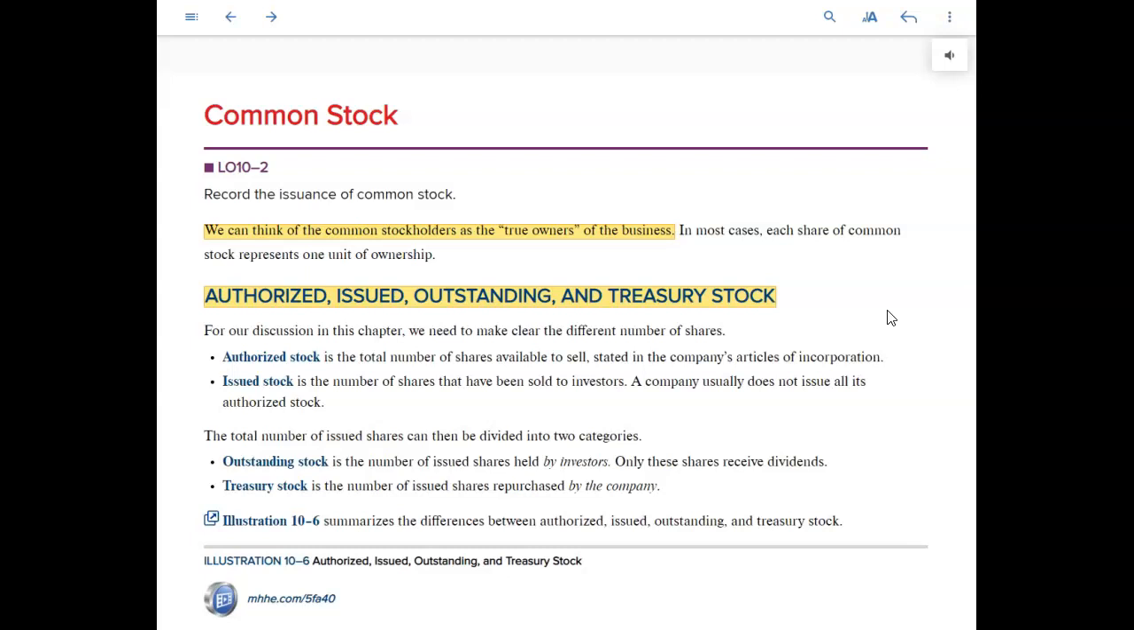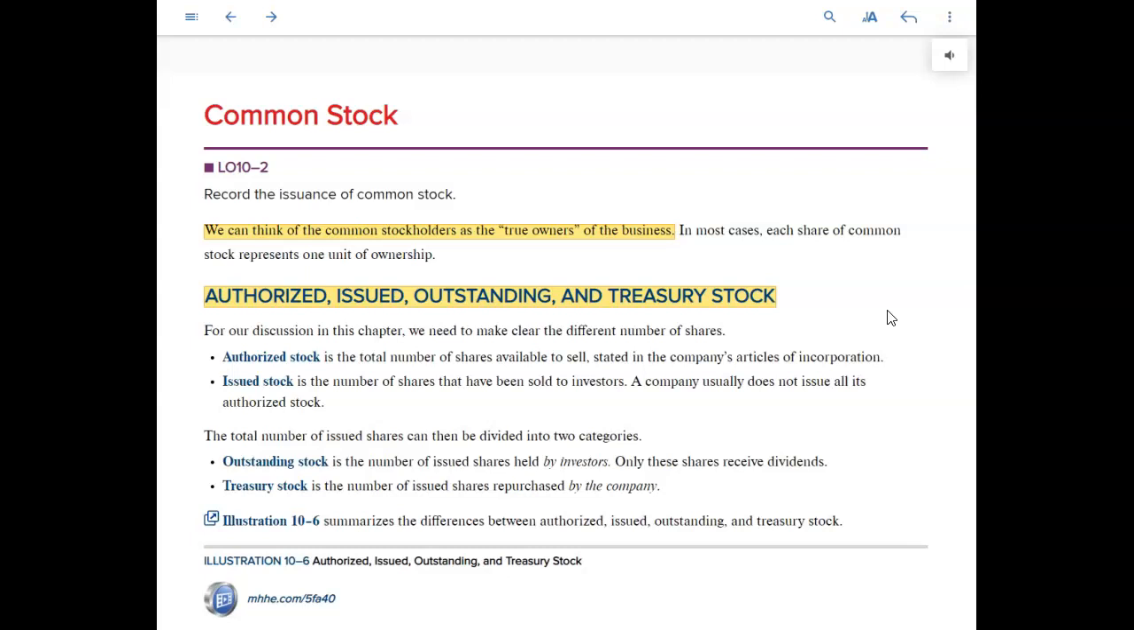Now 2 other terms: the number of outstanding shares will be the number of shares held by investors. And you think, well, isn't the number of issued stock the same as outstanding stock? In many cases, yes. In many cases, no. Why? Because we could have something called treasury stock. Treasury stock is where the corporation itself buys back from the shareholders some of the shares that were previously issued. So let's say you might issue 100 shares. Later on, the corporation might buy back, let's say, 10 of those shares. That means there are 10 shares of treasury stock and only 90 shares of outstanding stock.